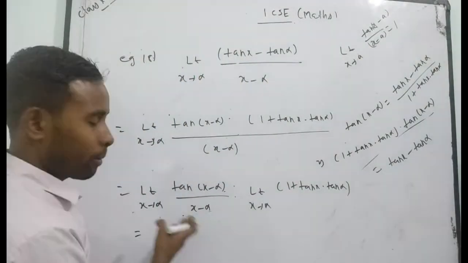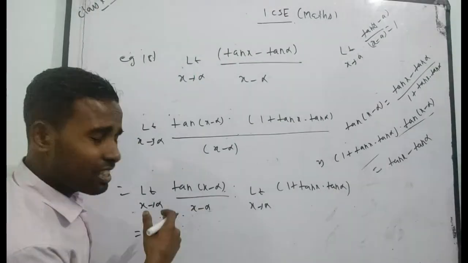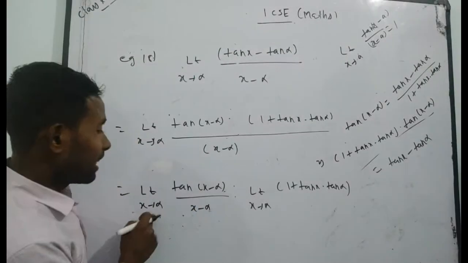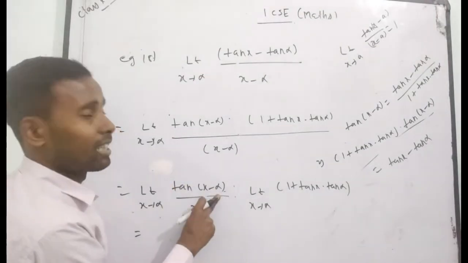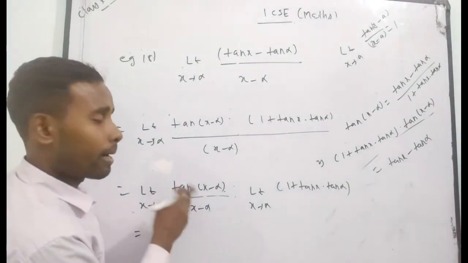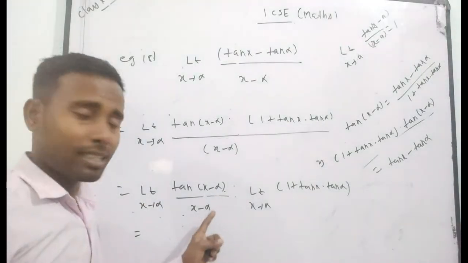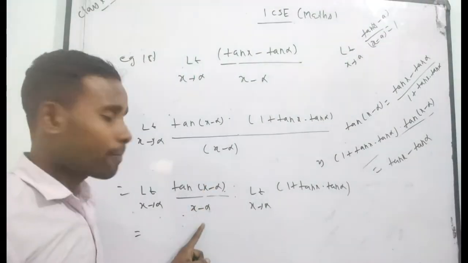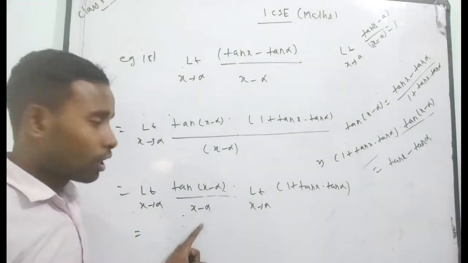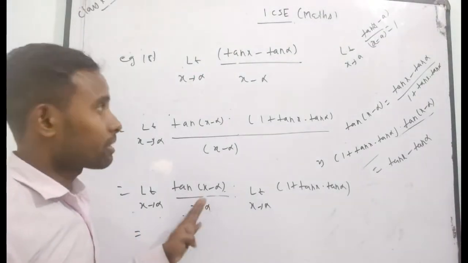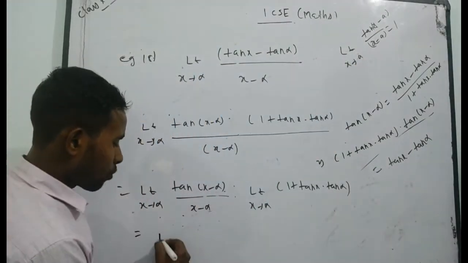Or if you want to solve this problem by RHL or LHL, you can also proceed. Suppose I want to solve this problem by RHL, in that case x is replaced by alpha plus h. In that case you get here tan(h) divided by h. If you take formula tan(minus theta), then in the numerator you get tan(minus theta) is equal to minus tan theta. That means minus tan h divided by minus h, minus cancels, and finally as you know that h approaches 0, it becomes 0 by 0 form. That means it becomes 1. But I want to utilize the direct formula, so it becomes in this case 1 into.